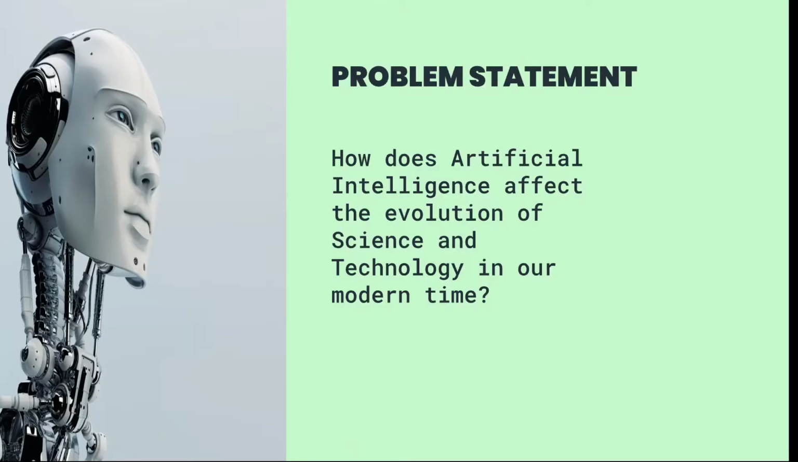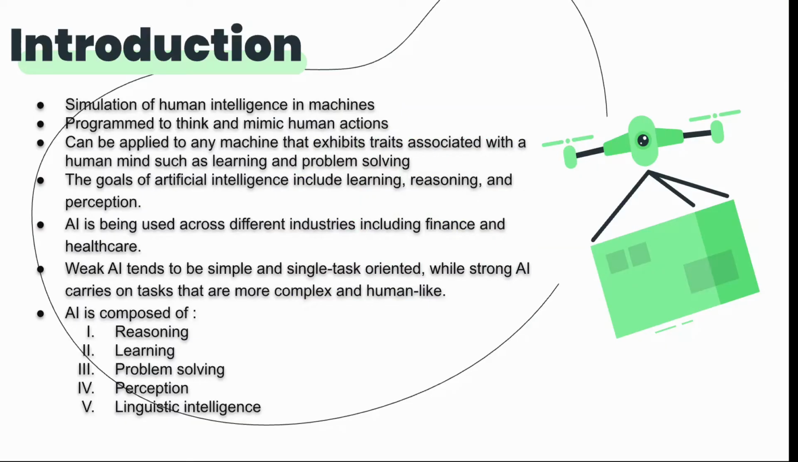As for the problem statement, our problem statement for our research is how does artificial intelligence affect the evolution of science and technology in our modern time? So let me brief about the introduction of artificial intelligence.